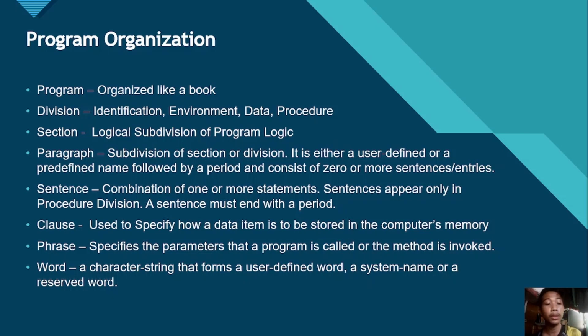Sentences appear only in the procedure division. A sentence must end with a period. A clause is used to specify how a data item is to be stored in the computer's memory. A phrase specifies the parameters by which a program is called or a method is invoked. A word is a character string that forms a user-defined word, a system name, or a reserved word.